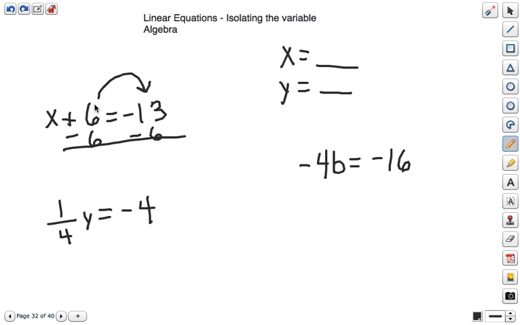And what that does is it cancels the 6 out on this side of the equation, and then we're just combining it on the other side. So negative 13 plus a negative 6 is going to be negative 19. Okay, and then we just bring down our x. So we have x equals negative 19. All right, x is by itself. There's no coefficient other than 1 in front of it, so we have solved this equation.